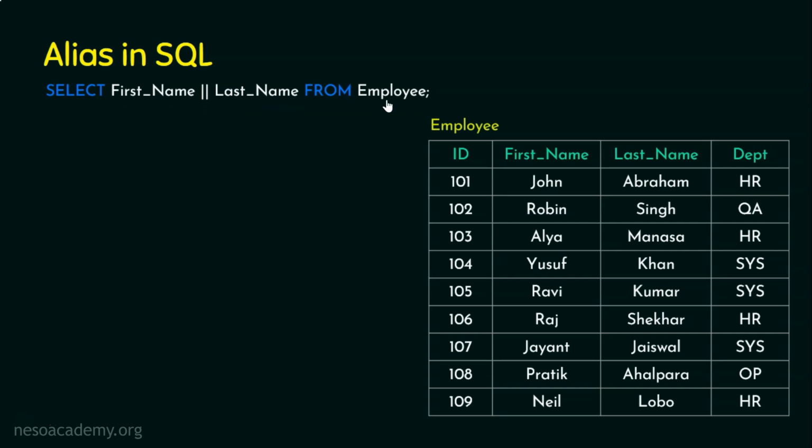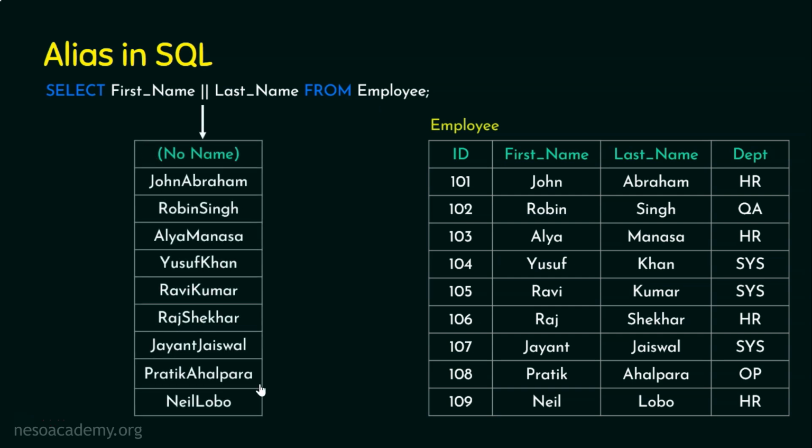And where is the alias? We have not mentioned the alias, so the output will obviously be only one column, and this column will have no name because I have not mentioned any alias name or temporary name here. This will be the concatenated output. Can you see here the first name is this, the last name is this, and this is the concatenated output. For example, John is the first name, Abraham is the last name. So the output contains John Abraham without space. And the second row contains Robin Singh without space. And this is applicable for the rest of the rows.